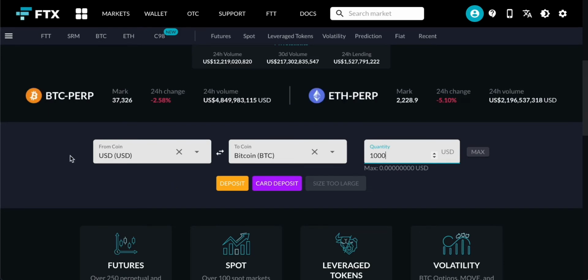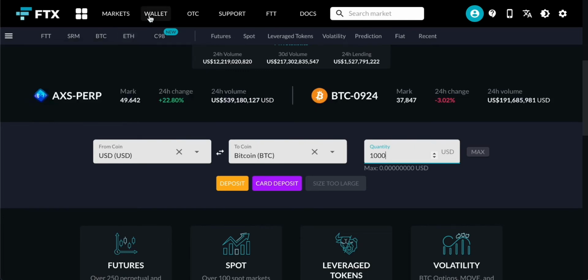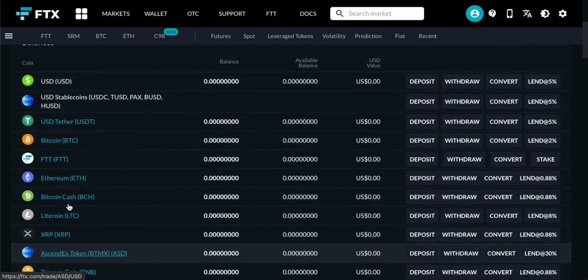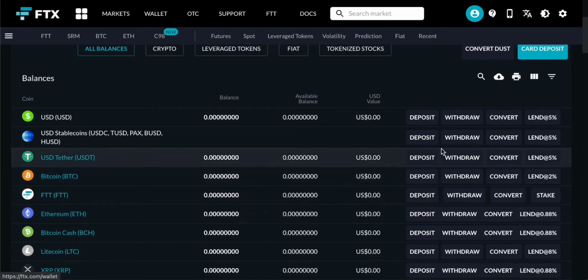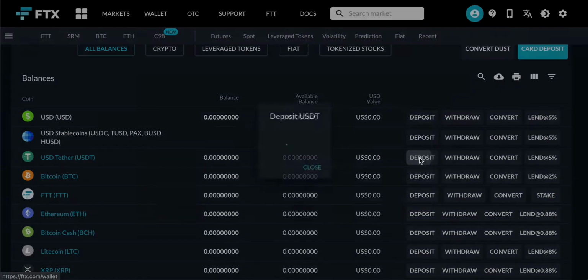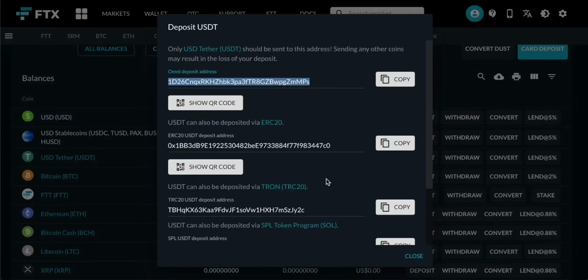Once more, we can come to the wallet right here, and whatever cryptocurrency that you want to deposit, for example Bitcoin or US dollar Tether, simply come over to deposit. So I'm going to show you USDT right here, a very popular stablecoin. Other stablecoins are supported though. Now what you can see are the deposit options, and FTX has some really good deposit options. It actually supports a lot of different blockchains with USDT.